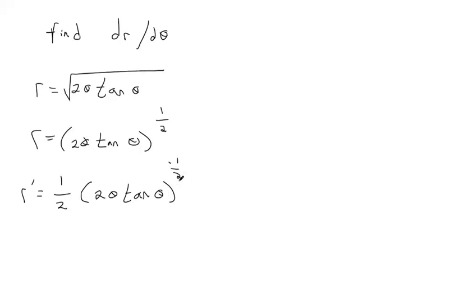But then we need to multiply that by the derivative of the innermost function. So just looking at this now, this derivative needs the product rule. A derivative of this first function with the second function kept the same, plus the first function kept the same times the derivative of the second function. The derivative of tangent theta is secant squared theta. Okay, and that's our derivative.